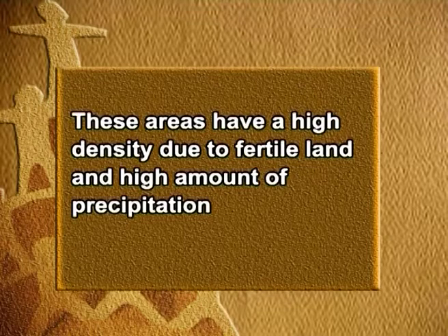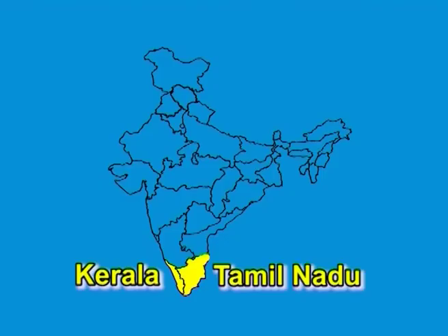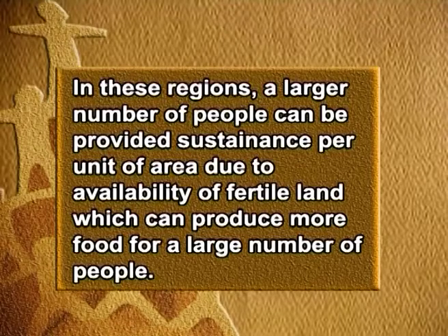These areas have a high density due to fertile land and high amount of precipitation. Example, Kerala and Tamil Nadu. In these regions, a larger number of people can be provided sustenance per unit of area due to availability of fertile land, which can produce more food for a large number of people.